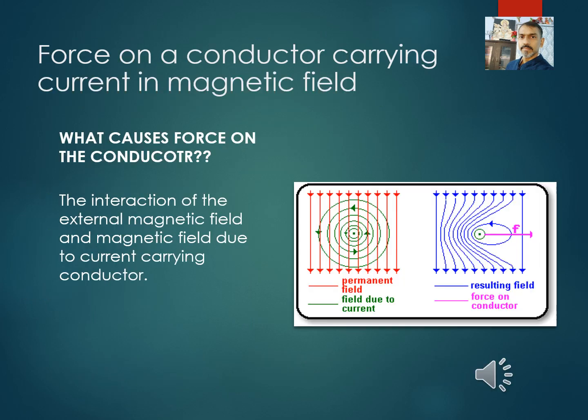Why does a current-carrying conductor experience a force when placed in a magnetic field? It is because of the interaction of the external magnetic field and the magnetic field due to the current-carrying conductor. Magnetic fields in the same direction make the combined field stronger. Magnetic fields in opposite directions make the combined field weaker. Hence, a net force acts on it.